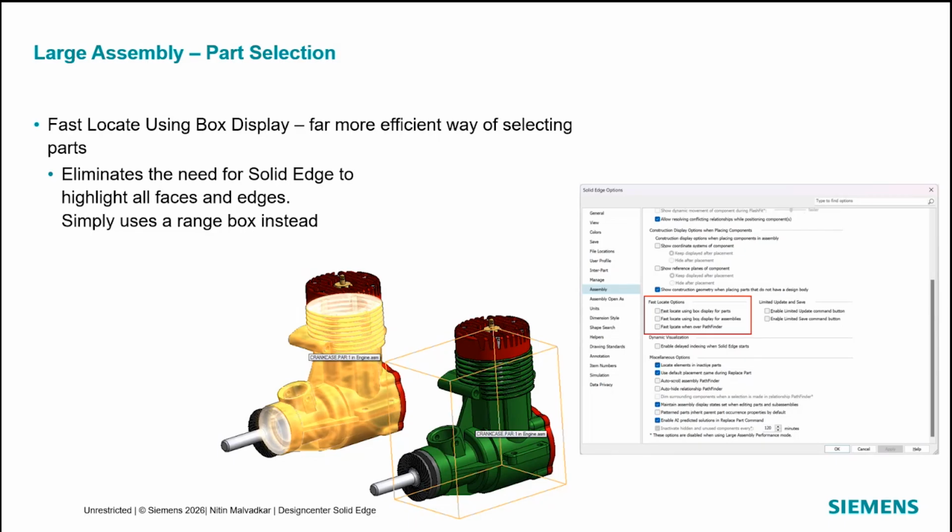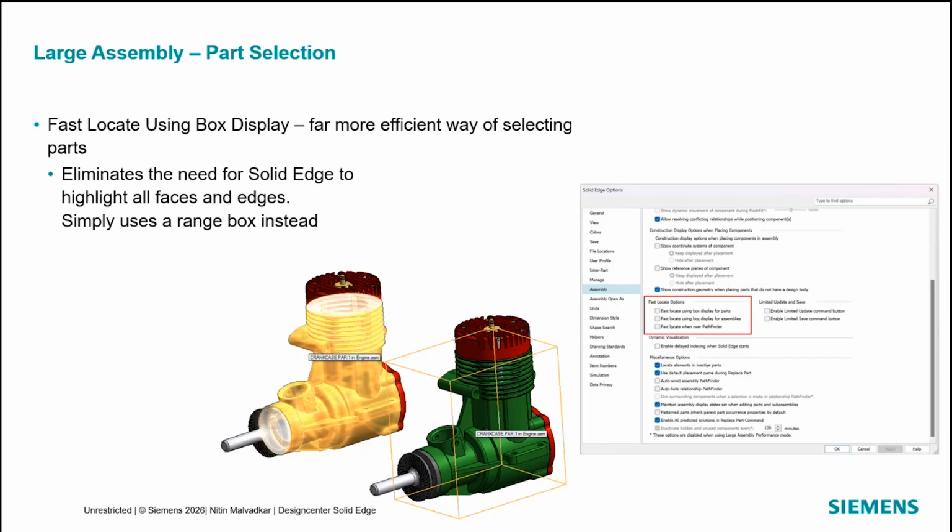What it does is it uses a simple bounding box. It creates a bounding box across the area of interest. That means it might be a part, it might be a sub-assembly. And this results in much faster selection response and smoother interaction with very large models. Now, as I mentioned before, this can be activated within Solid Edge options and the assembly tab. So if you go to Solid Edge options, and from here go to the assembly tab, this is where you'll find this option of fast locate using box display for parts.